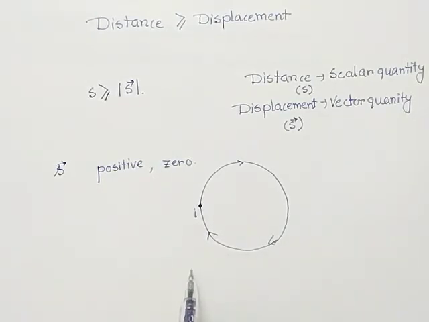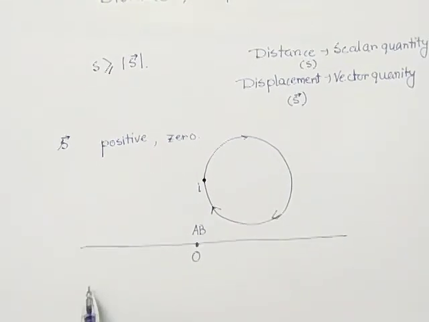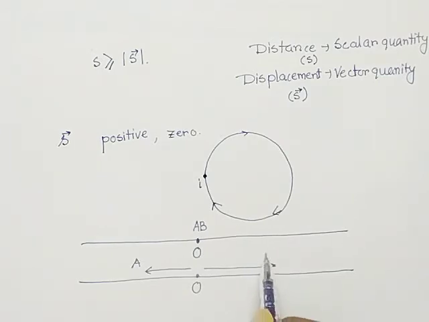If I take another example, this is the reference point, or point of reference. Let two friends A and B meet there. After some time they try to reach their home. So this is the point of reference, and as they try to reach their home, A starts moving in this direction and B starts moving in this direction.